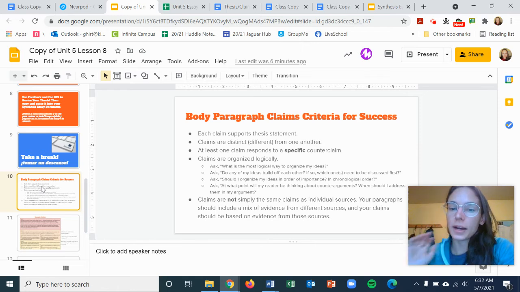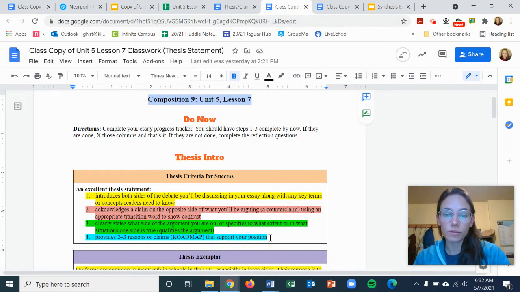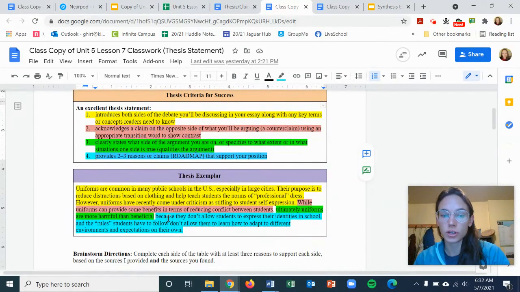Okay, so body paragraph claims, right? Your assertions, the first sentence of your body paragraphs. You already should have these at least started, because in your thesis statement, you should have a roadmap, right? Two to three reasons or claims that support your position.